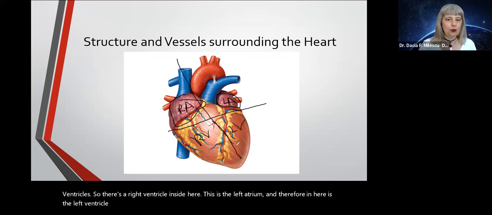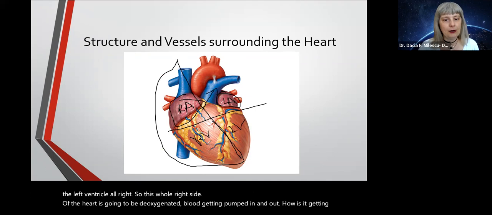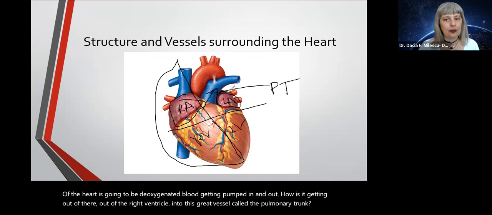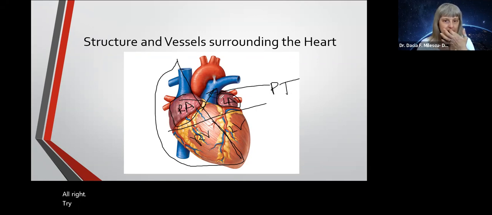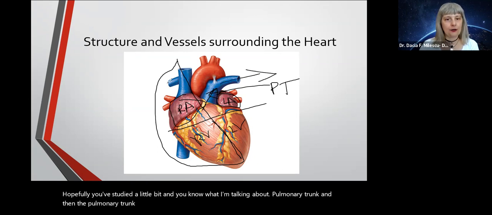All right, so this whole right side of the heart is going to be deoxygenated blood getting pumped in and out. How is it getting out of there? Out of the right ventricle into this great vessel called the pulmonary trunk. All right. Trying to be short and sweet, so I'm not writing it all out. Hopefully you've studied a little bit and you know what I'm talking about, pulmonary trunk. And then the pulmonary trunk divides into a left and a right pulmonary artery.